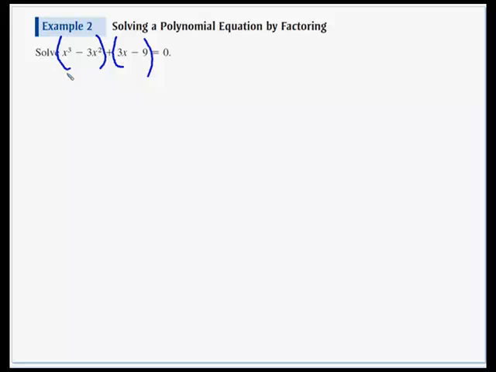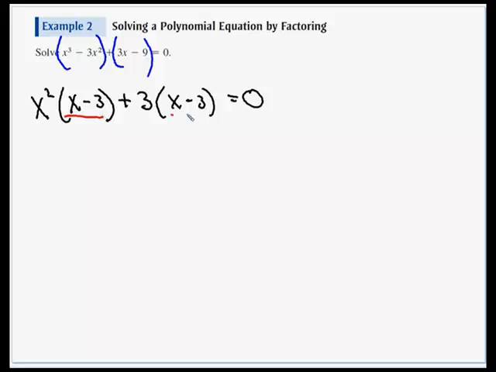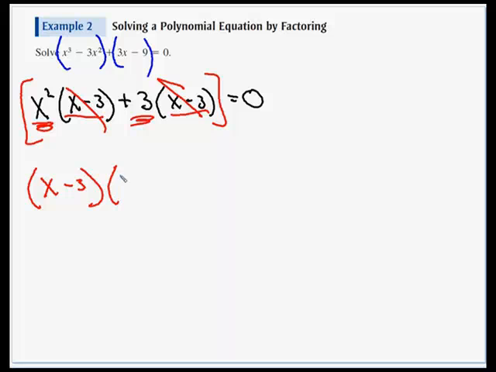Out of the first group of parentheses, I can factor out an x squared, and that'll leave an x minus 3. And here I have plus. I can factor a 3 out of the second term, and I'm left with x minus 3, and that's equal to 0. So I have these terms the same, x minus 3 and x minus 3. I factor those out of this bracket, and I have an x minus 3 outside the bracket. What's left inside is x squared plus 3, and that is equal to 0.